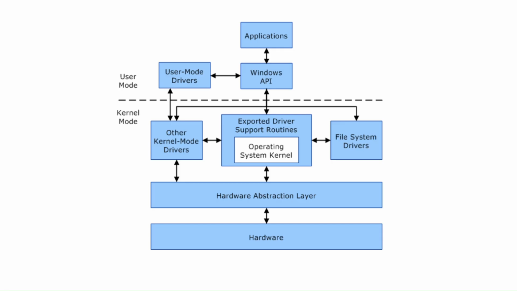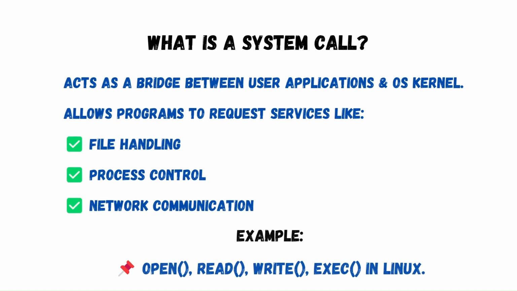And coming to the next slide, what is a system call? A system call is like asking permission from the OS. User applications cannot directly access hardware, right? So they make a system call. The OS checks if it's a valid request and then executes it in kernel mode. For example, when you save a file, the program asks the OS through a system call. The OS handles the request and writes data to the disk.